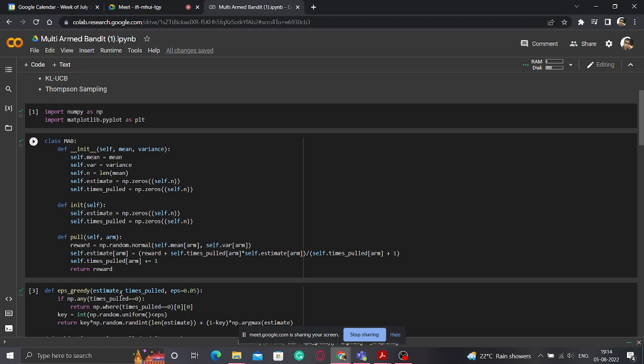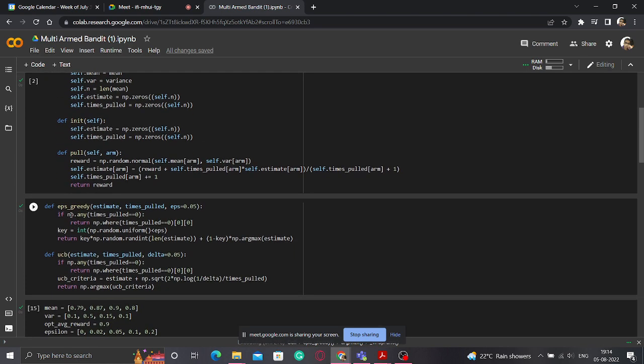So these two things you do, and then you update your estimate at each time, update the number of times you have pulled, and return the reward that you have gotten. Then define the epsilon greedy. Epsilon greedy, I think this is the round robin part. You can use a for loop or any other loop. Return a random thing if the probability is less than epsilon. If it is more than epsilon, then do the argmax of the maximum estimate that you have.